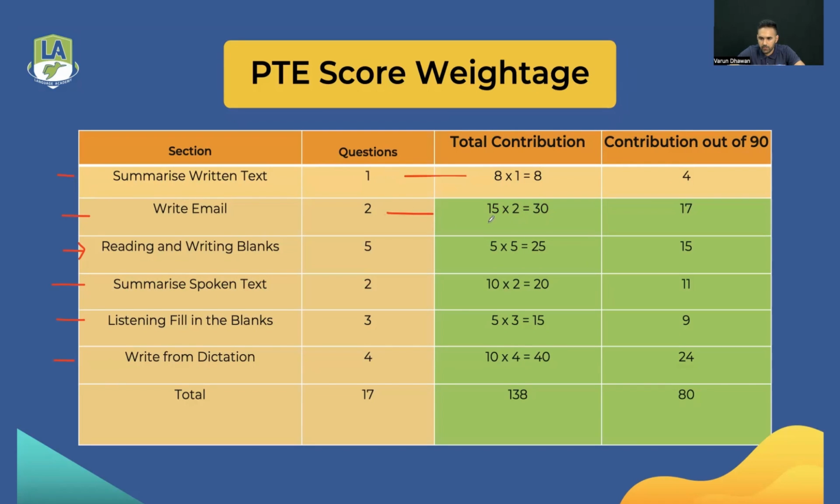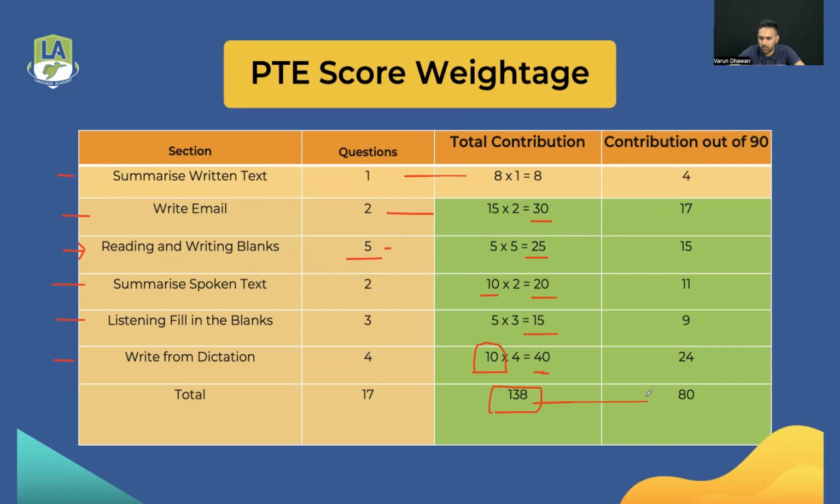Email, 15 points. Normally you'll get 2 emails, sometimes 3 as well, 30 points. Reading and writing blanks, you'll get 5 passages with 5 blanks each, around 25 points. Summarize spoken text, 10 points, 20 points altogether. Listening fill in the blanks, 15 points. And dictations, you'll get on average 3 to 4. On average, one dictation is around 10 words, so 40. So the total comes to 138.